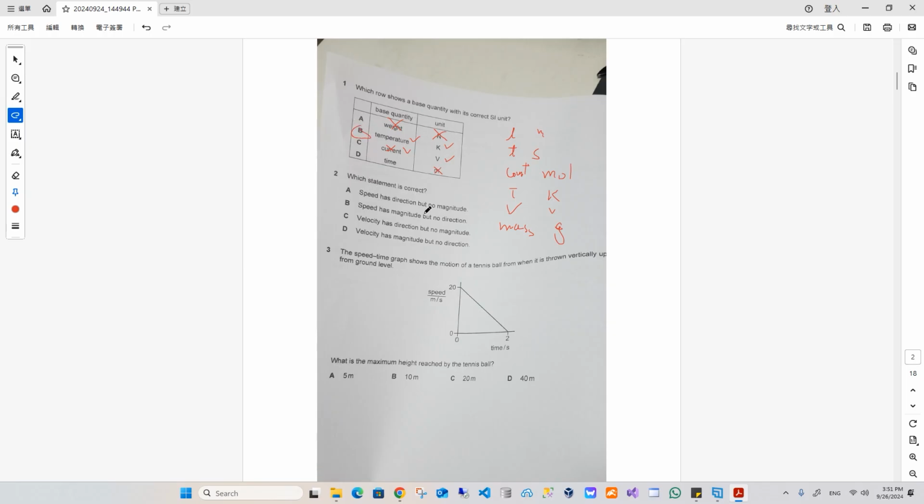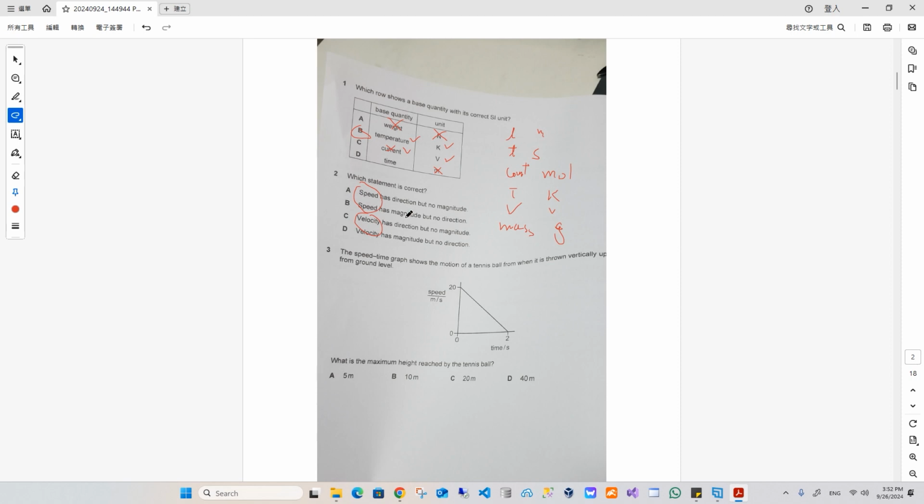Quickly, which statement is correct? Speed. This is kinematics. In kinematics we only have the quantities distance or displacement, speed or velocity, and acceleration. So which statement is correct? Speed is a scalar, velocity is a vector. Vector has magnitude and direction, or rather the length and direction. Scalar has no direction and only has magnitude.